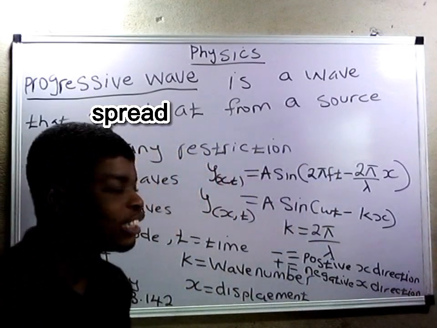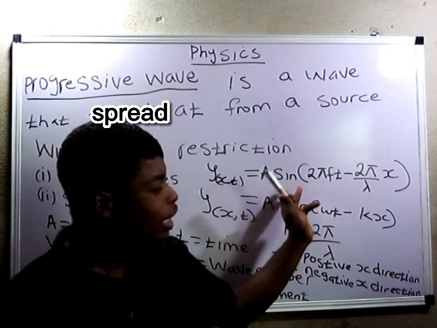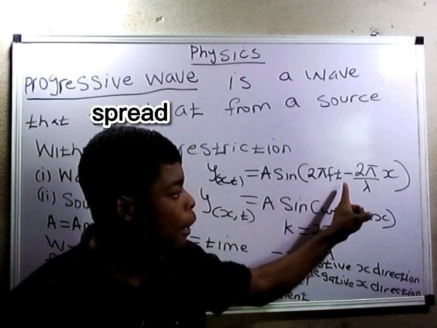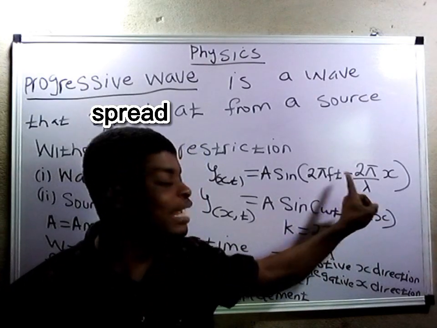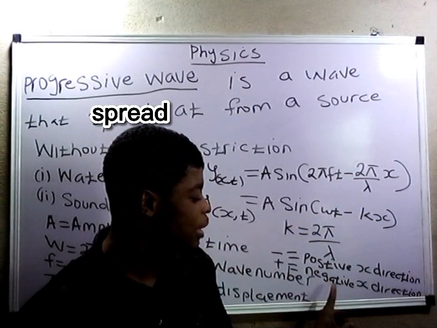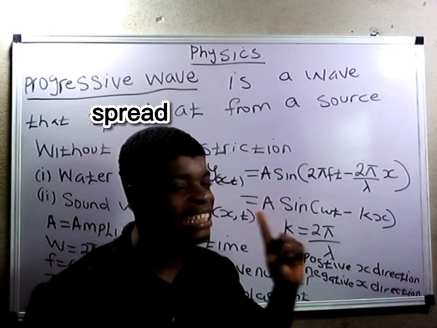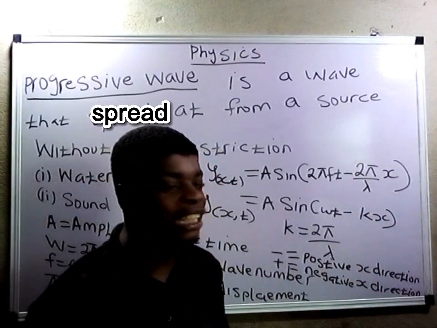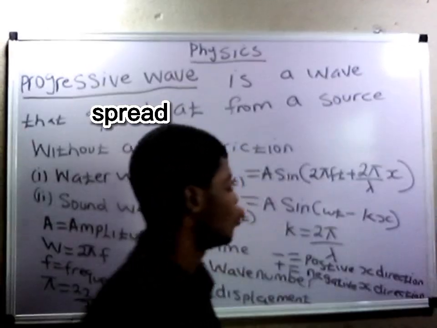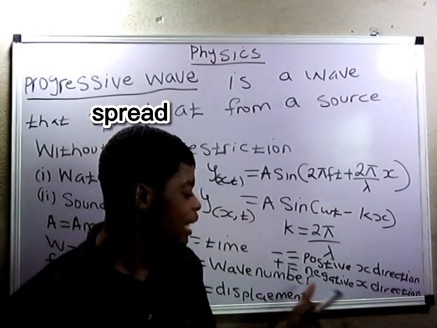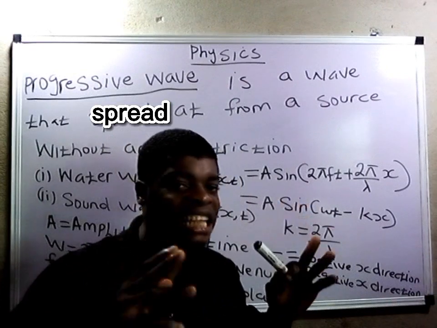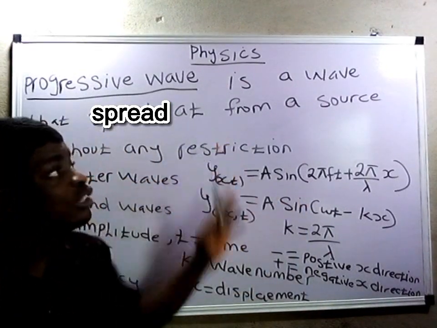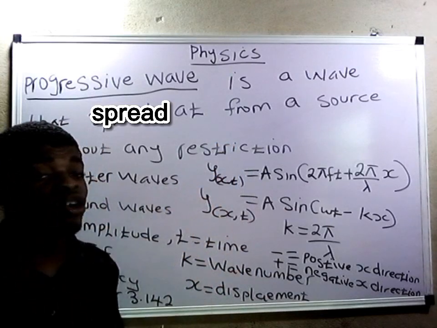So a question can be asked: looking at this equation, what direction is it moving? Because we have minus here, you say it's moving in a positive x direction. That must be noted. Or if it's having a plus sign, let's say it's having a plus sign here, you say it's moving in the negative x direction. That must be noted. So let's take some questions pertaining to this on progressive waves.